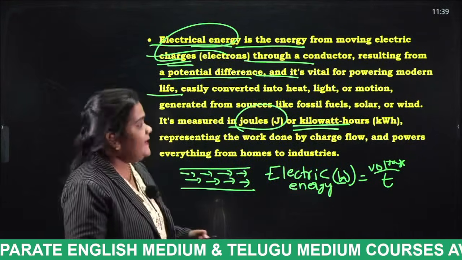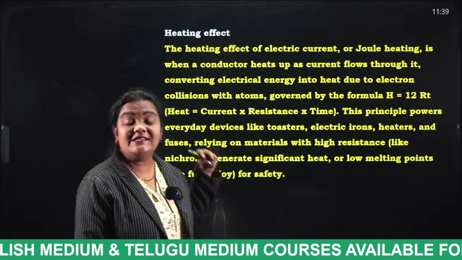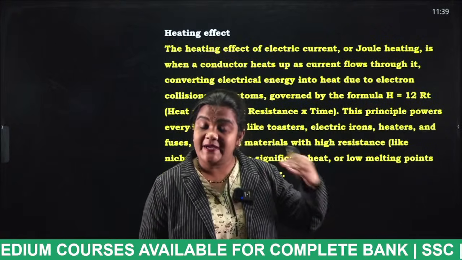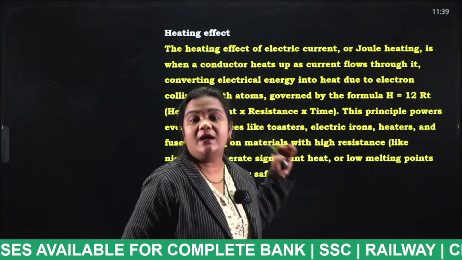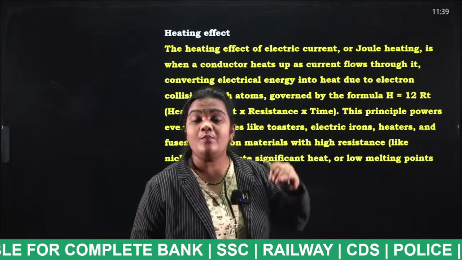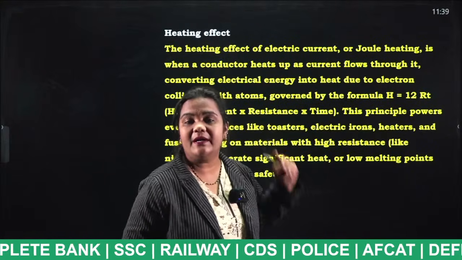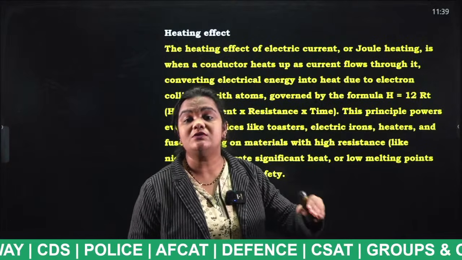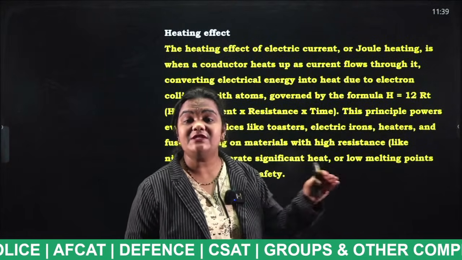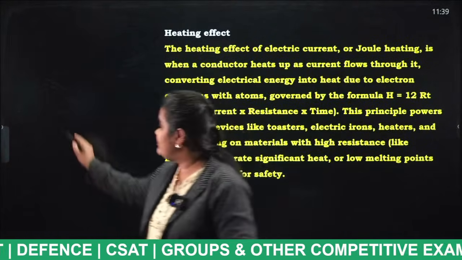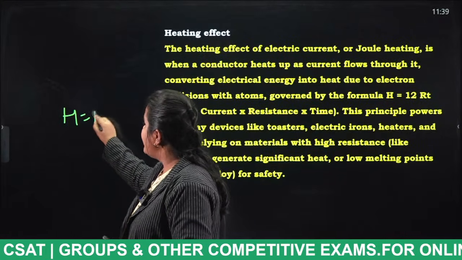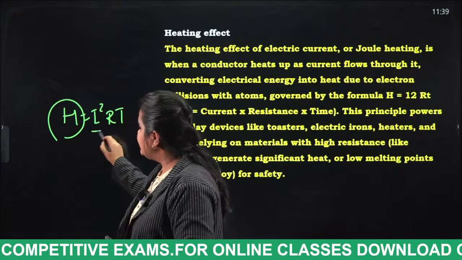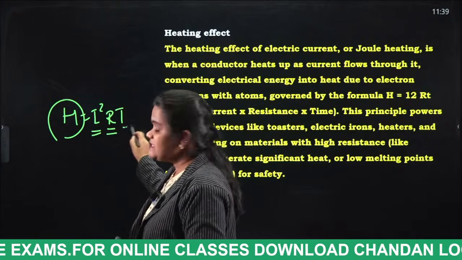Very good. Next thing, heating effect. This is very, very important, students. Mostly, if you get problems from this particular electricity concept, they will ask problems from this concept only. Heating effect is also known as Joule's heating. H is equal to I square RT. What is the formula, students? H is equal to I square RT. H is nothing but heat, I is nothing but current, R is nothing but resistance, T is nothing but time.